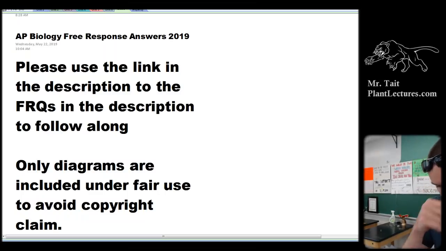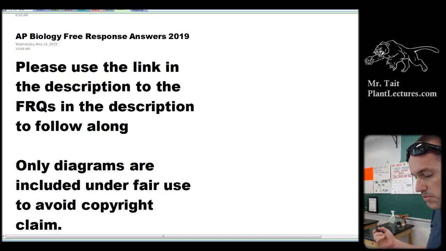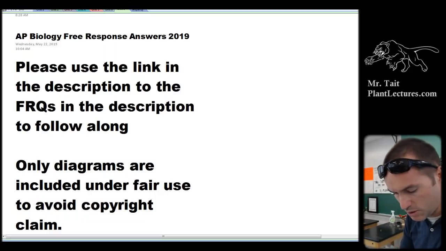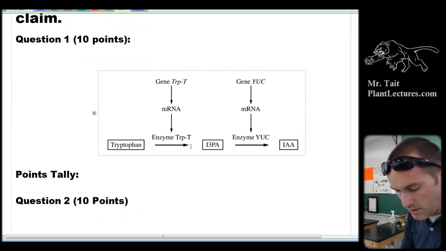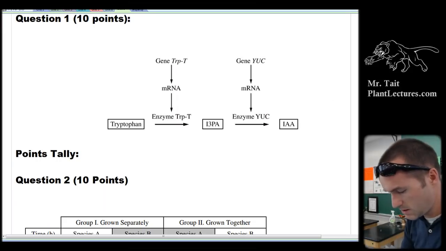Question 1 was this one about auxins. It says auxins are plant hormones that coordinate several aspects of root growth and development. Indoleacetic acid, IAA, is an auxin that's usually synthesized from the amino acid tryptophan. In figure 1 here, the gene TRPT encodes the enzyme that converts tryptophan into indole-3-pyruvic acid, I3PA, which is then converted into IAA by the enzyme encoded by the gene YUK. Okay, so that's this thing here.